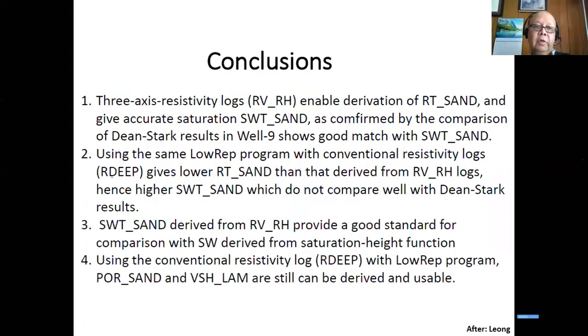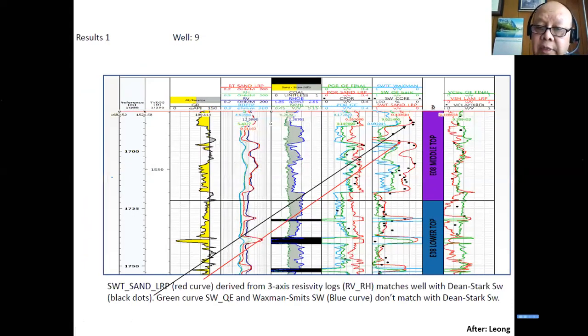So conclusions: the three-axis resistivity logs, RV and RH, enable derivation. In this example here, they have done both ways, done the standard LRC method as well as using the RV-RH method. The measure here, SW total from the red curve, is derived from three-axis resistivity logs, RV and RH. It matches very well with the Dean-Stark SW.